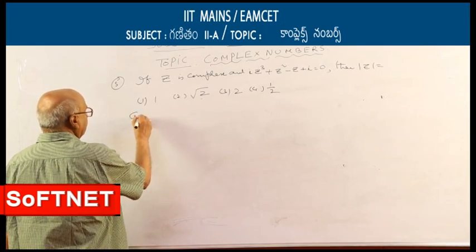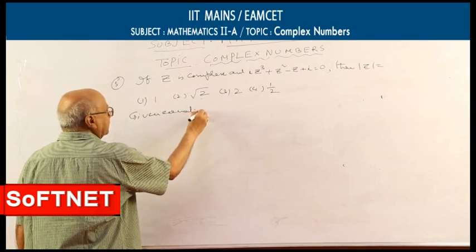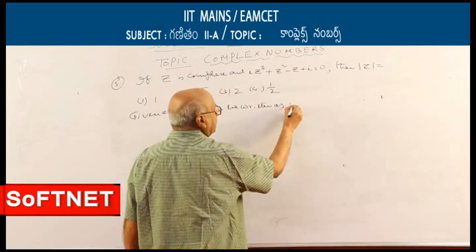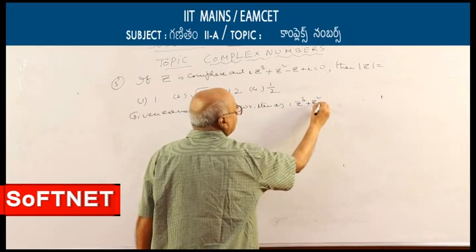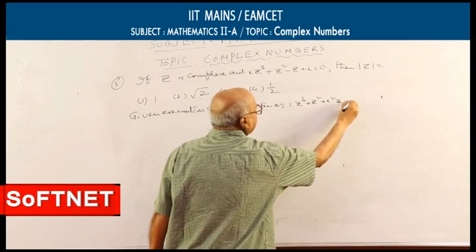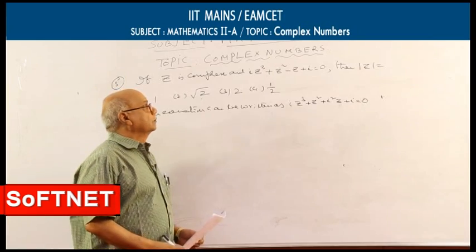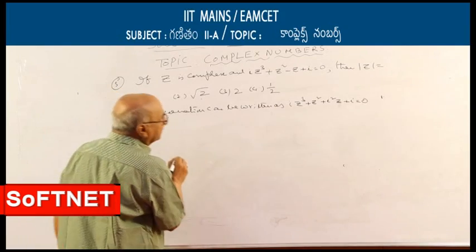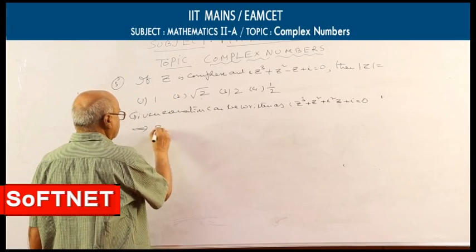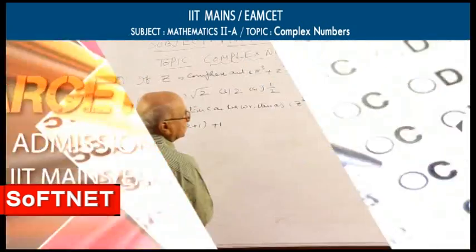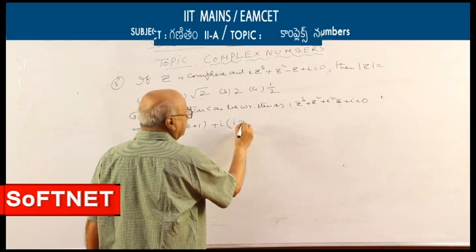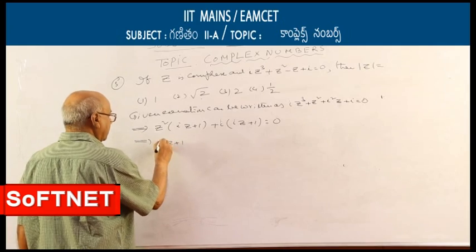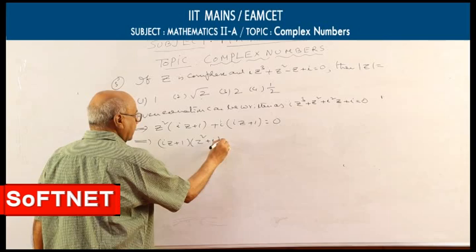So the given equation can be written as iz cubed plus z square plus i square z plus i is equal to 0, because i square is equal to minus 1. So that implies, if you take z square common from the two terms, z square into (iz plus 1) plus i into (iz plus 1) is equal to 0. So that implies (iz plus 1) into (z square plus i) is equal to 0.